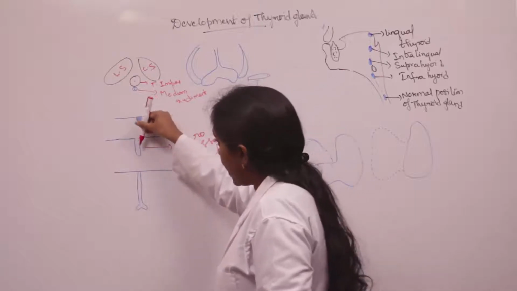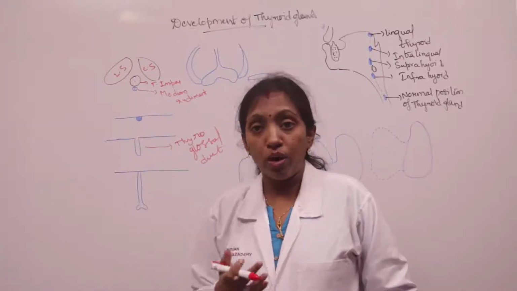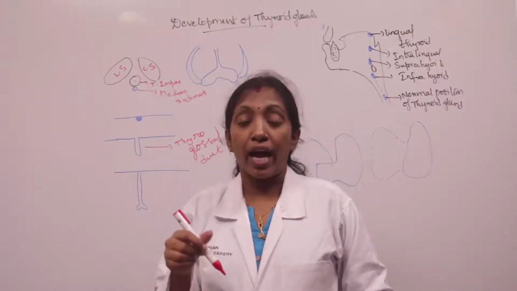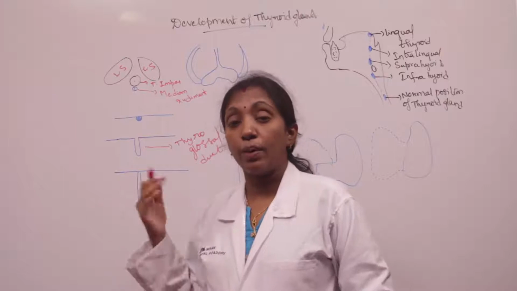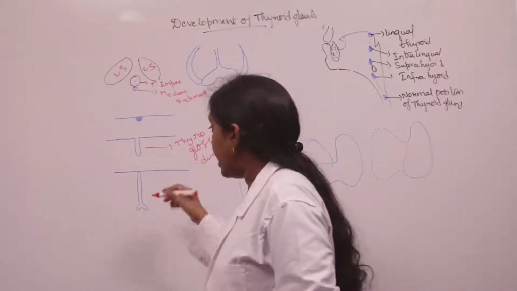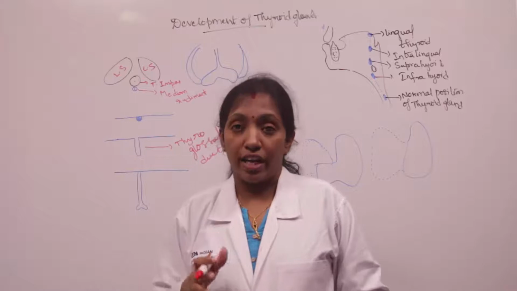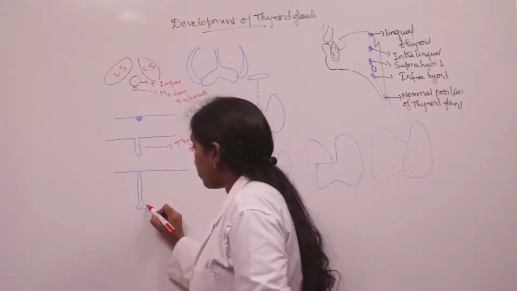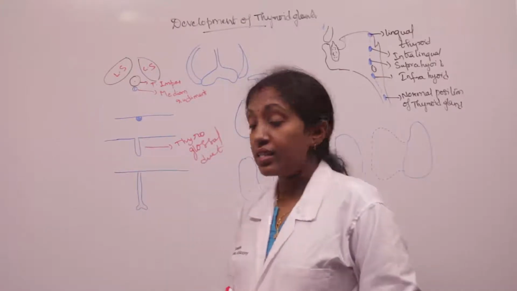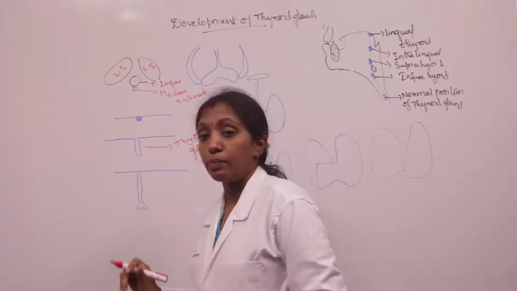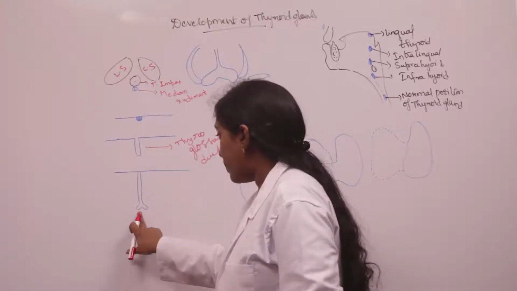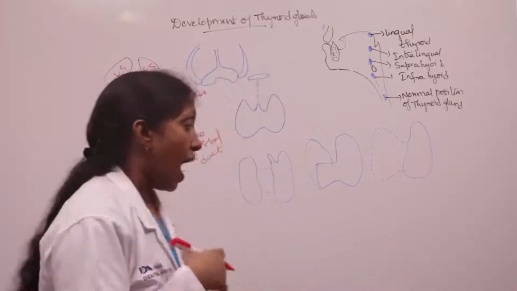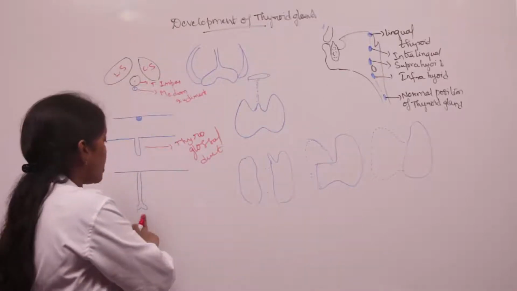This duct descends downwards in front of the hyoid bone, or sometimes along the backside of the hyoid bone, and finally it reaches the front of the trachea, where the thyroglossal duct proliferates and bifurcates. This bilobed mass undergoes proliferation and forms the thyroid gland.